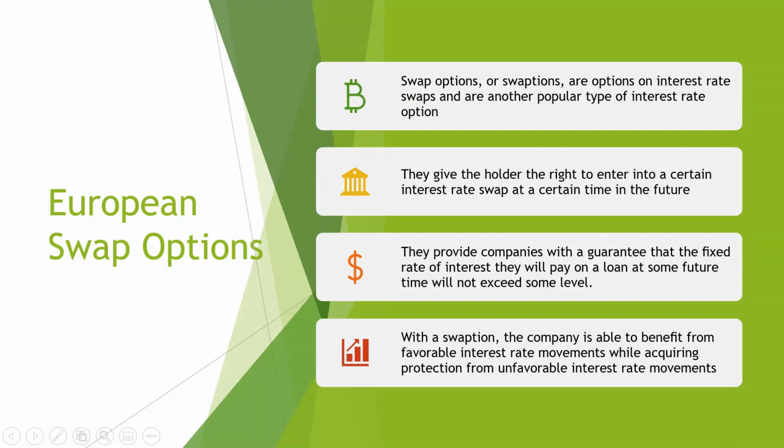European swap options. Swap options or swaptions are options on interest rate swaps and are another popular type of interest rate option. They give the holder the right to enter into a certain interest rate swap at a certain time in the future. They can also be viewed as a type of bond option. They provide companies with a guarantee that the fixed rate of interest they will pay on a loan at some future time will not exceed some level. With a swaption, the company is able to benefit from favorable interest rate movements while acquiring protection from unfavorable interest rate movements.